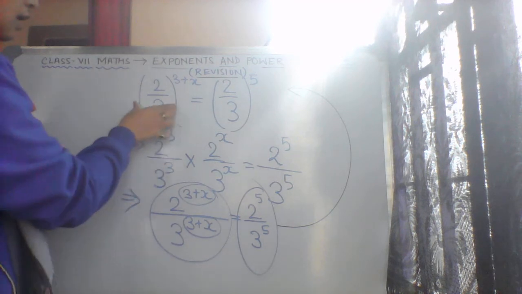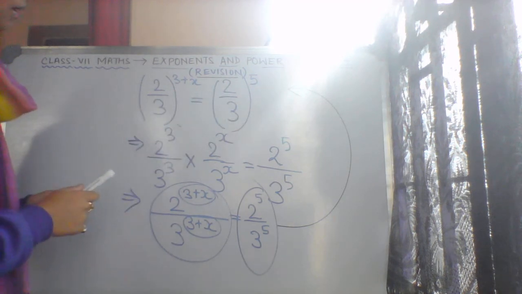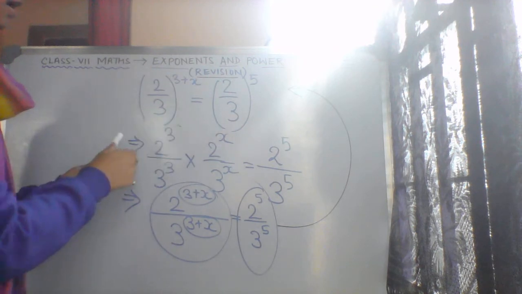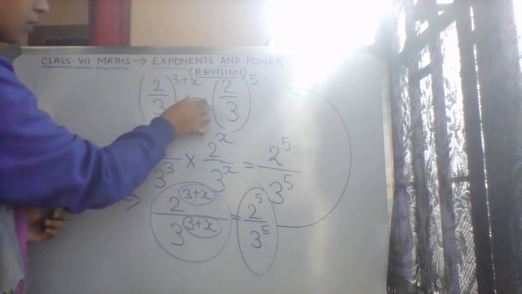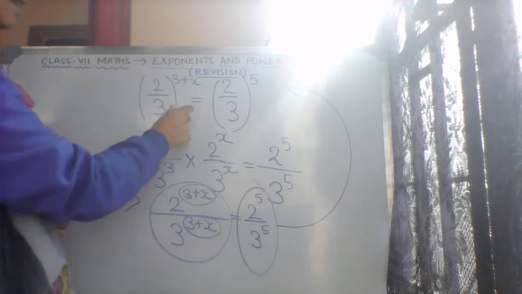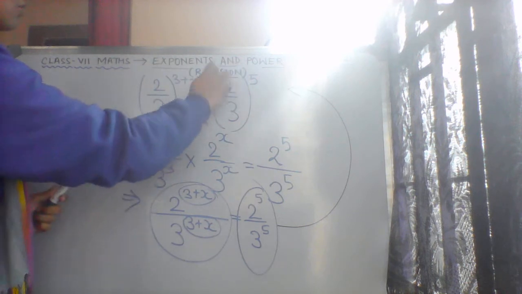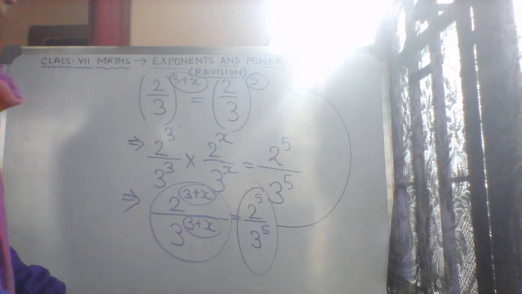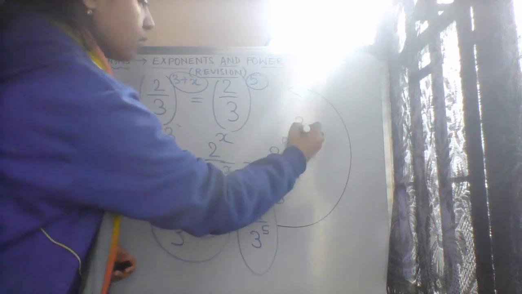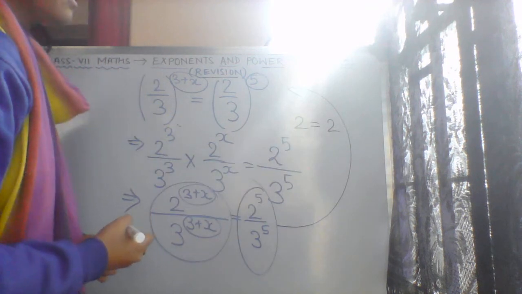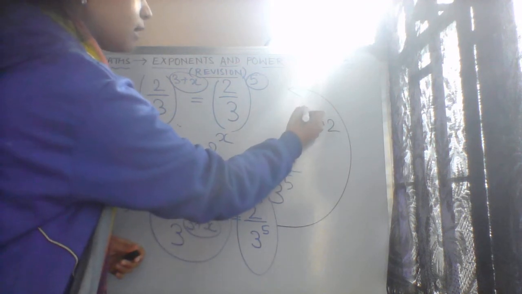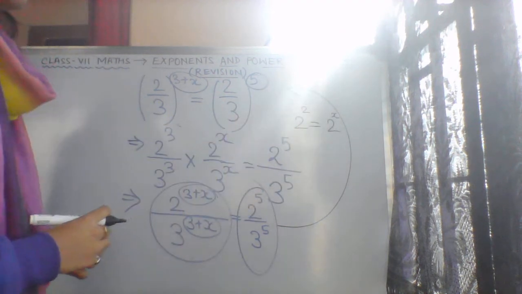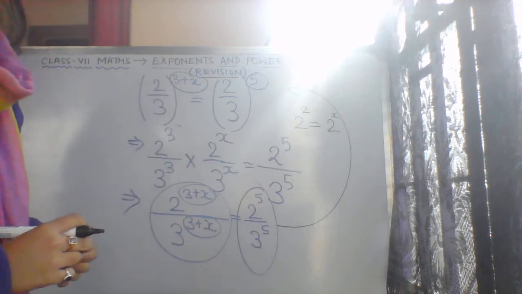Now you see on both sides of the equal to, the base is the same. LHS and RHS, you see 2 by 3, 2 by 3. So when two terms will be equal, it is only possible when their powers are also equal. When the two numbers are equal, 2 equals 2. If I am writing 2 square on one side and 2 to the power x on the other side.